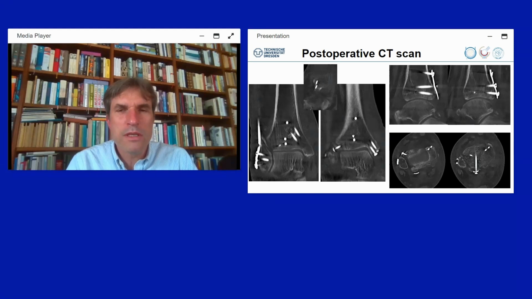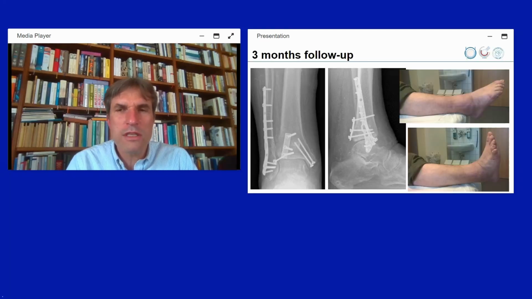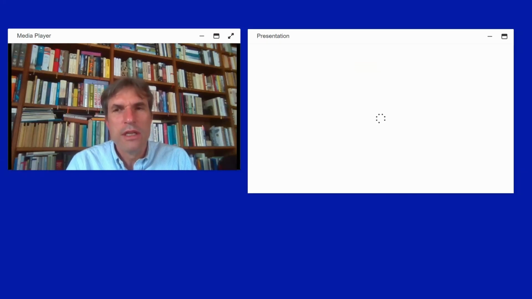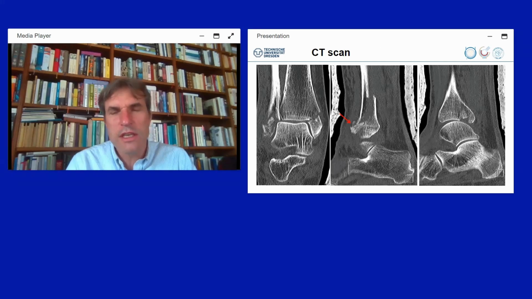This is the post-op CT scan showing the reduction of the 4 malleoli and the joint surface. And this is the patient 3 months later when he was putting on weight. Now, this is what we call a quadrimalleolar equivalent fracture. It's not the anterior tibial tubercle that is fractured. It is the Wagstaff fragment or the anterior fibular syndesmotic avulsion.